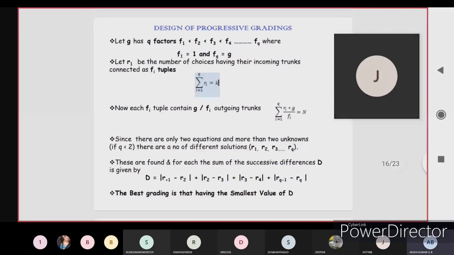Okay, don't worry about this. This is very important. We'll solve one problem based on this equation only. What are the equations I'm showing in the slide? Using the same equations we can solve the problem, and we'll get to know how to make the grading.